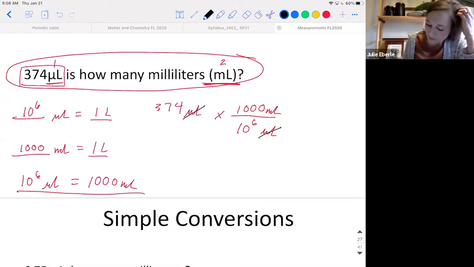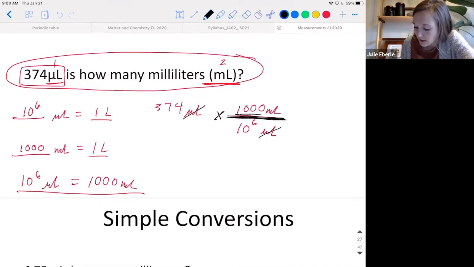So we'll do 374. And notice the math here. We're going to do times 1,000, but I have 10 to the power of 6 on bottom. What do I do with that? I have to divide by that number. Anything that's on bottom, like under, when you draw in your conversion factor, when you draw this line, anything on the bottom, you have to divide by that. Anything on top, you have to multiply by that.